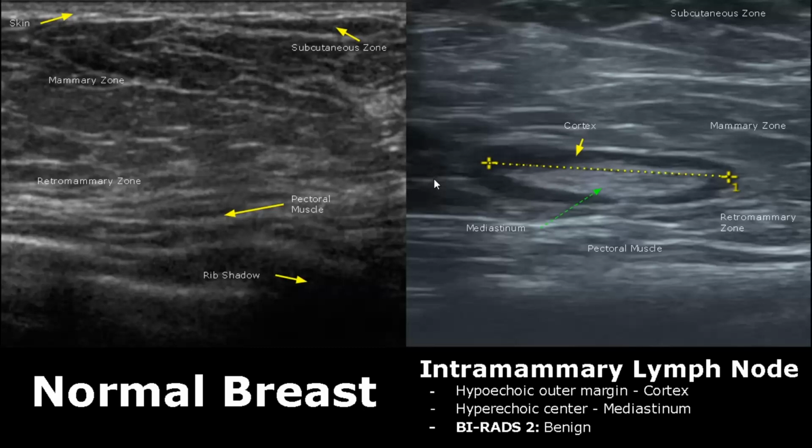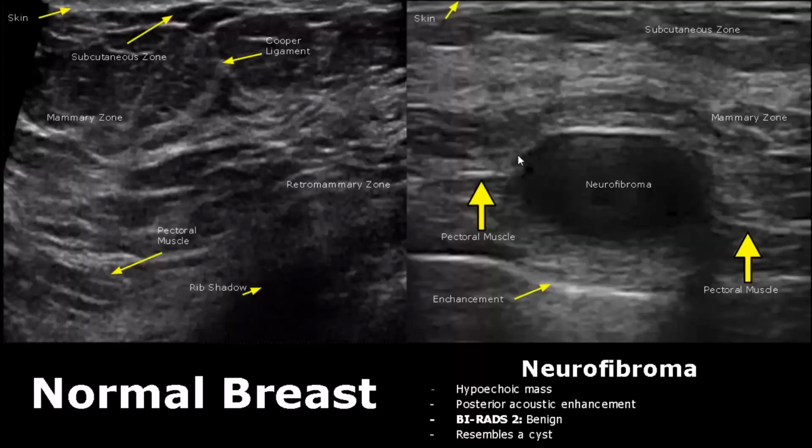A neurofibroma is a rare benign tumor which appears as a hypoechoic mass with posterior enhancement. Now it is very tricky because it resembles a cyst, so it can be misdiagnosed very easily, but it is a rare lesion.